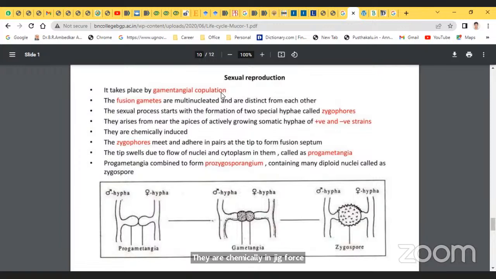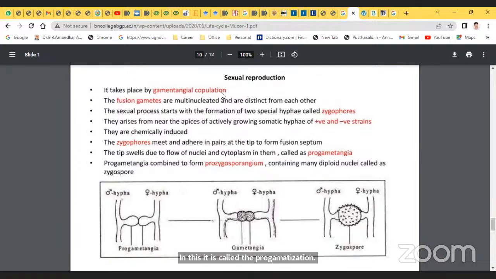adhere in pairs at the tip to form the fusion septum. The tip swells due to the flow of nuclei and cytoplasm into it. It is called the progametangium. The progametangia combine to form the prozygosporangium, containing many diploid nuclei, called the zygospore.